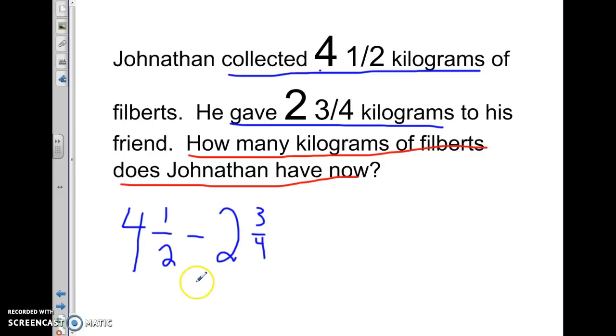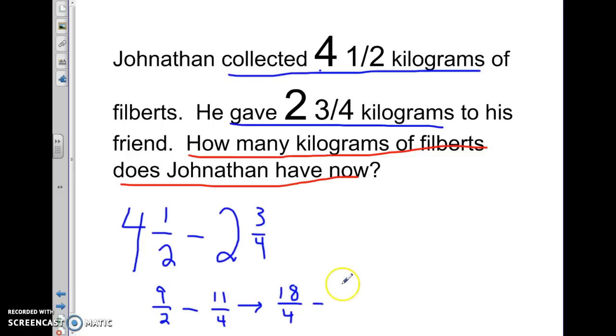So I'm going to change these to improper fractions. So I've got 9 halves, right? Minus 4 times 2 is 8, plus 3 is 11 fourths, right? And again, I need to change these so they have the same denominator. Well, 4 and 2, I know that 4 is a multiple of 2, so I'm not going to have to change this one. I'm just going to change the 2 to a 4. I'm going to multiply by 2 to get a 4, which means I have to do the same on top, multiply by 2. So that's going to be 18.